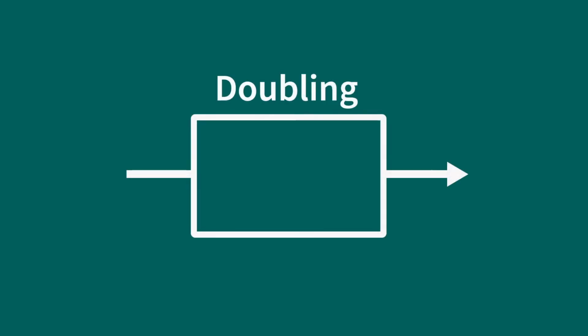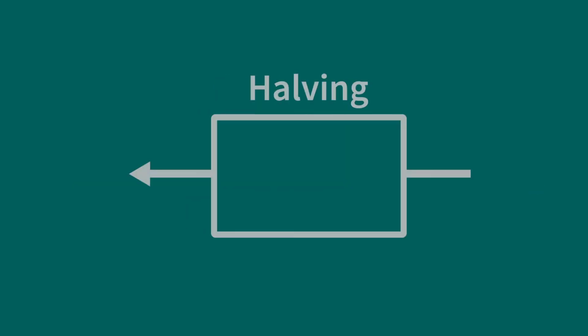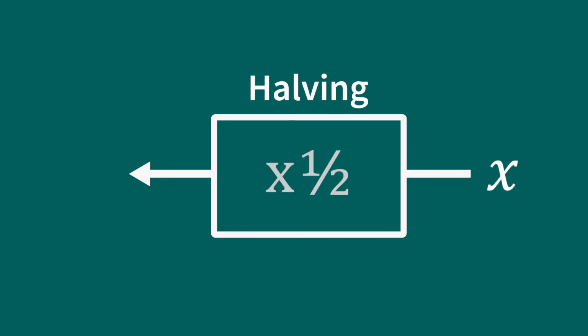Let's say your favourite function was a simple one, like the doubling function. So your function inputs a number and then multiplies it by 2. Can we undo this? Can we reverse the process of multiplying by 2? If you're thinking that we should start halving, then you're exactly right. The inverse of the doubling function is the halving function.